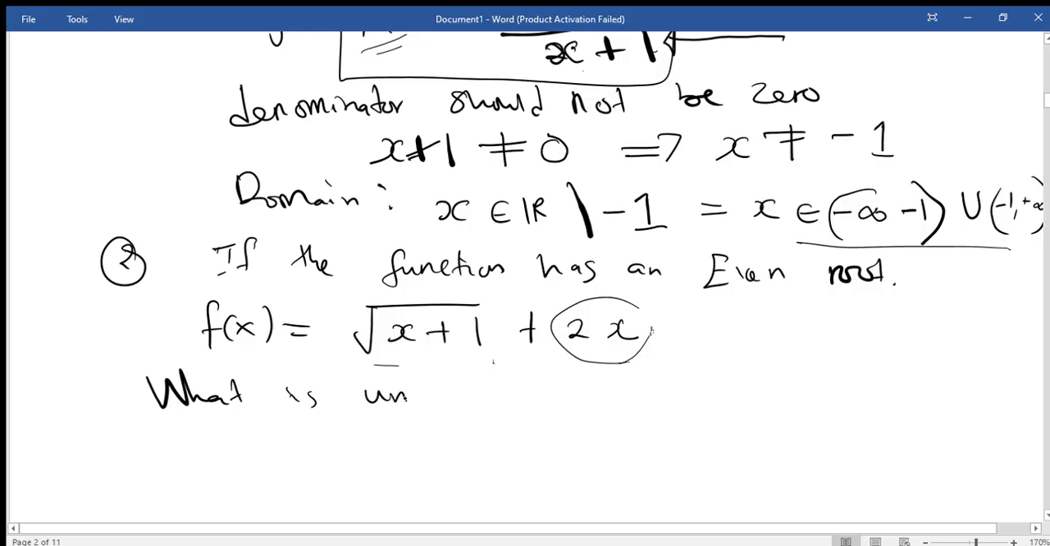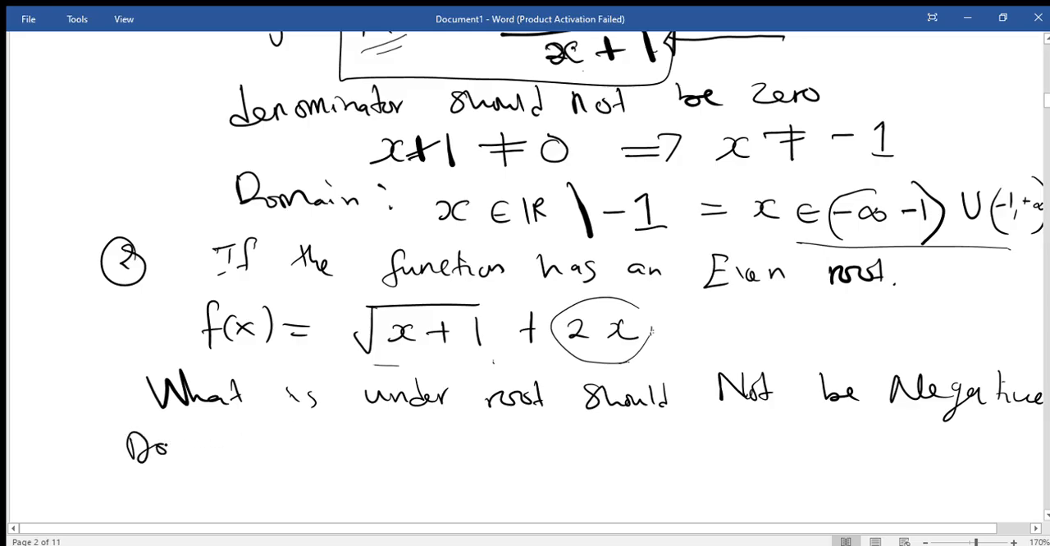What is under the root should not be negative. And I'm sure if we say not negative, we know what it means. It means it can be 0 or a positive value. That is why the domain of that function is going to be found from the restriction which we are saying: x plus 1 should be greater than or equal to 0. Hence implying that x will be greater than or equal to -1 becomes our domain of this function.